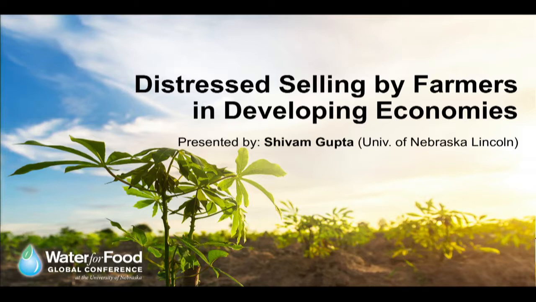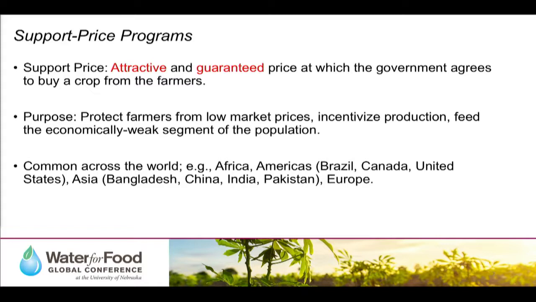Hello, everyone. So I'm also an assistant professor in the supply chain group in the College of Business. I'm going to present my paper on distress selling by farmers in developing countries. So just to give you a brief overview, many countries around the world offer a variety of support programs to help their farmers. One of the most commonly used programs is one where they provide an attractive and guaranteed price at which the government agrees to purchase the crop from the farmers.